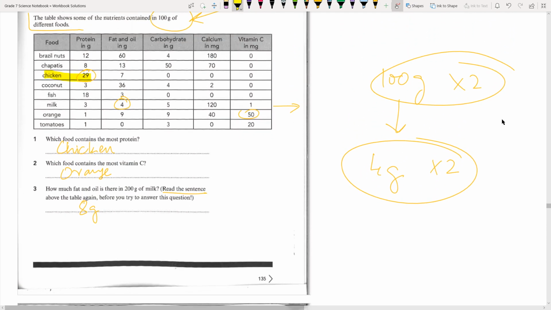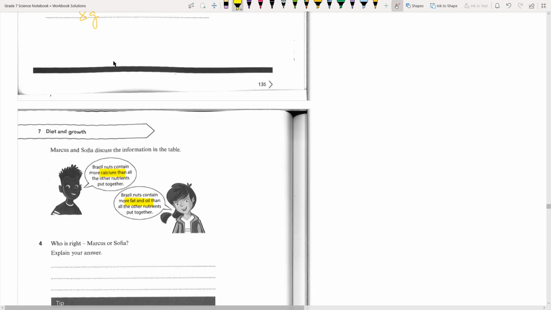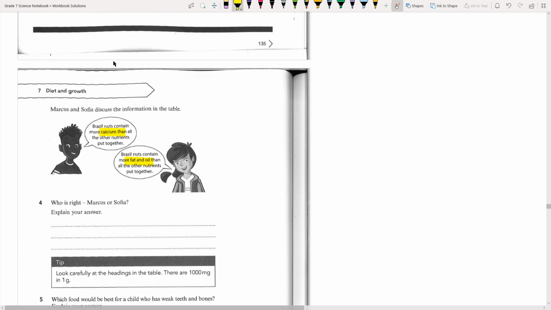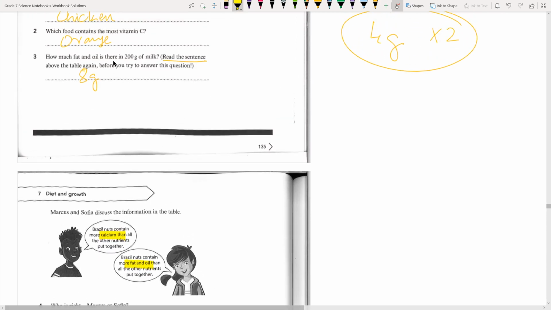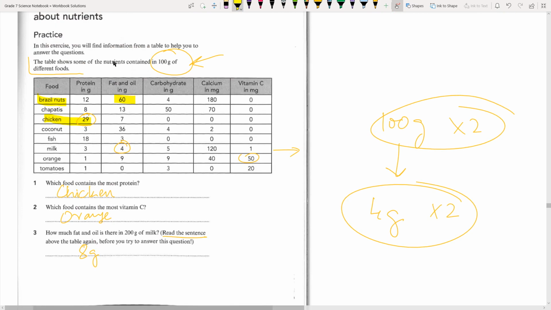So if you look at Brazilian nuts, they contain 60 grams of fat and oil, that is high, right? And the other one is talking about calcium, right? So we need to see if they are right. Yes, Brazilian nut contains the highest amount of fat and oil, so the second one is right. Now, if we talk about calcium, that is also the highest value in the chart, right?